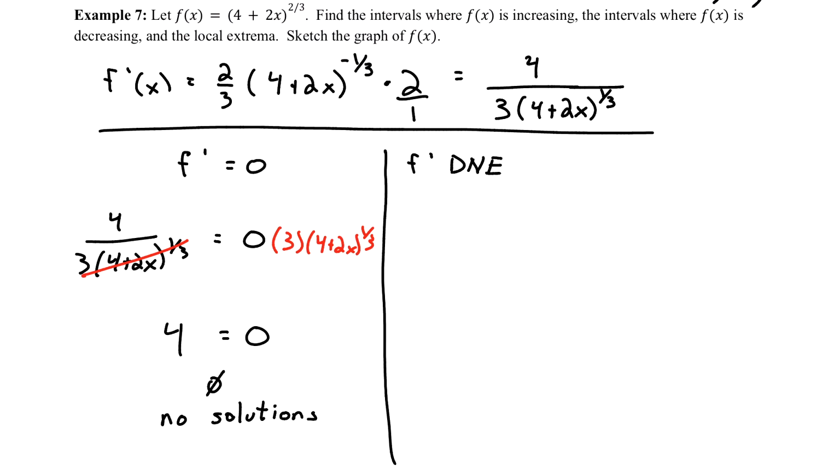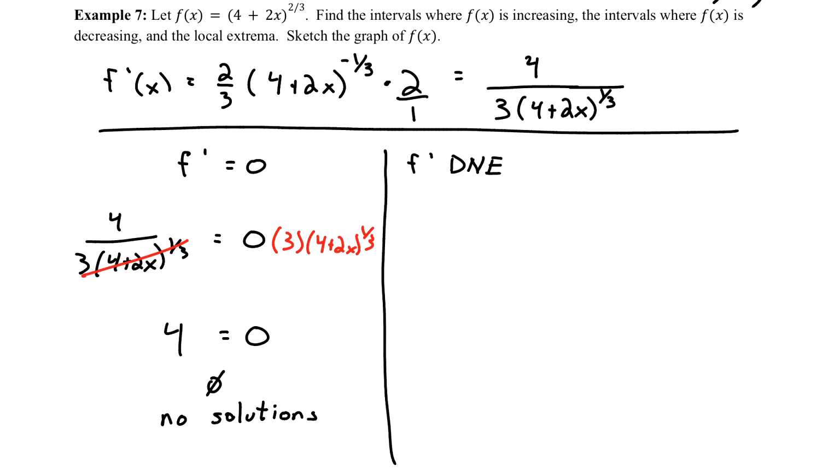But we also need to think about places where f prime does not exist. And in this case, we do actually have something to worry about, because if I look at my derivative, I have a variable living in my denominator. And I might be worried about, well, what would happen if my denominator was equal to 0? That would make my derivative not exist.